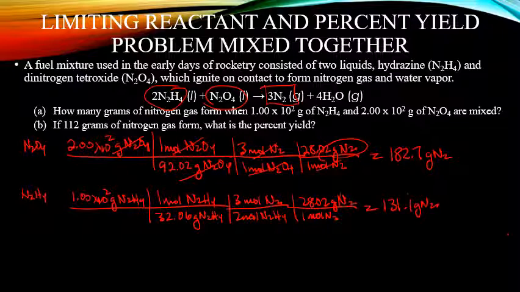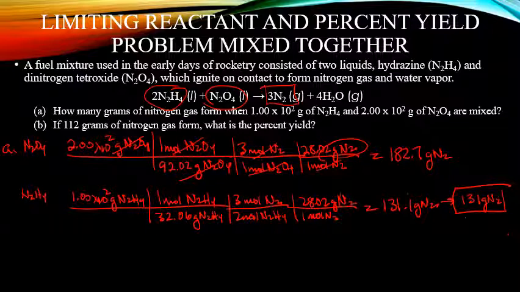So obviously 131.1, much smaller than the 182.7. So this is my limiting reactant here. So my final answer, rounded to 3 significant figures, will be 131 grams of N2. So that's my part A.